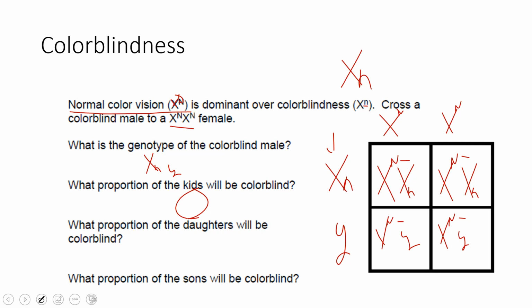What proportion of the daughters will be colorblind? Well, if none of them are, then none of the daughters are. And if none of them are, none of the sons are either. So if mom is completely normal, all of the kids are going to be phenotypically normal. They're going to be able to see color.